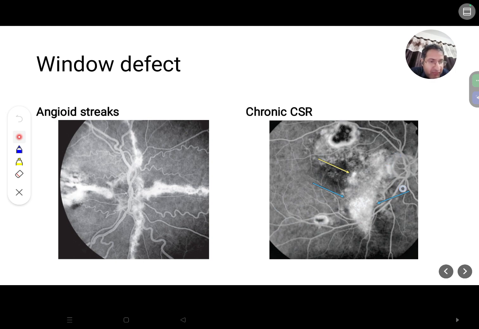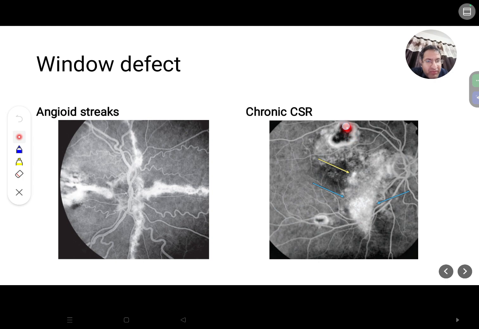This is the example of chronic CSR in which we have done the fluorescein angiography, and this is the late phase, as all the vessels are already stained, along with a mild choroidal hyperfluorescence we see all over, and there is a scleral rim, and the scleral rim has also stained.